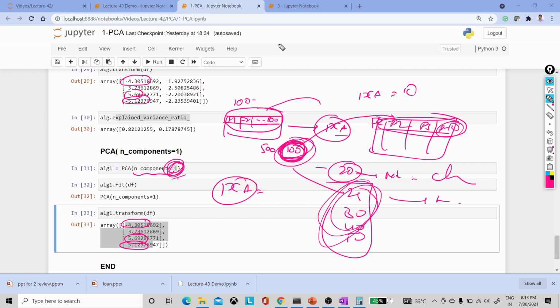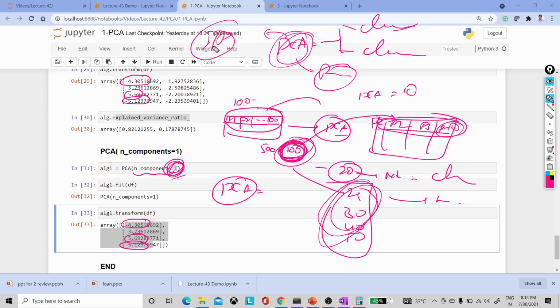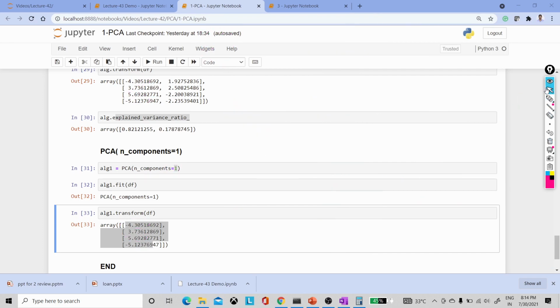Most of the time the PCA concept is applicable in clustering and classification projects, but PCA may not be applied in regression kinds of problems. Especially, PCA can be applied only to the independent variables, not to the target variable. So now I will go to the next programming.